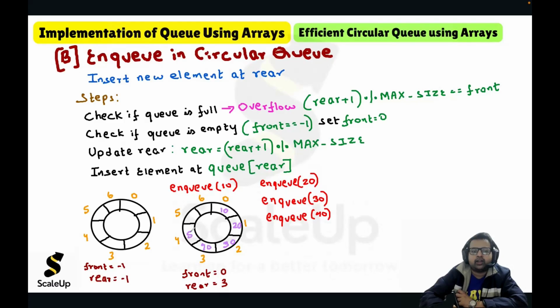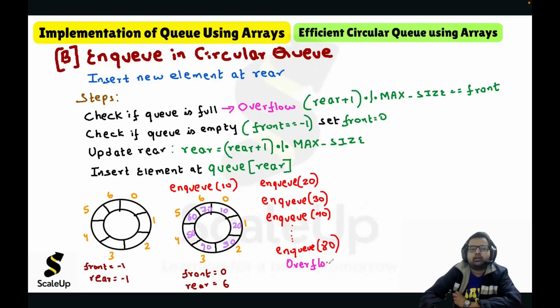Similarly, 50 will get added, 60 will get added, 70 will get added. Now when I added 70, rear will be at index 6. Now let us suppose I want to insert 80. So rear plus 1 modulo max size. So 6 plus 1 is 7. 7 modulo 7 will be 0 and it will be equal to the front. So the overflow condition will be met. So when I do NQ 80, the overflow condition will be met.